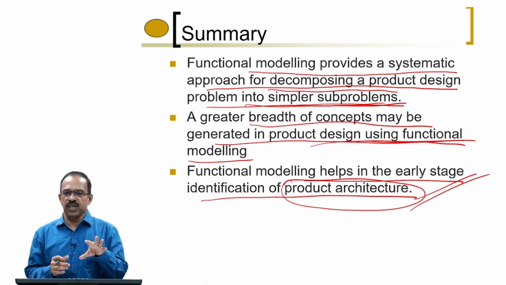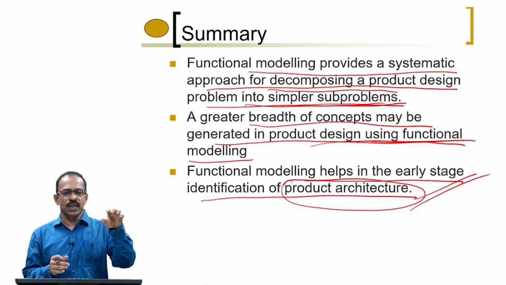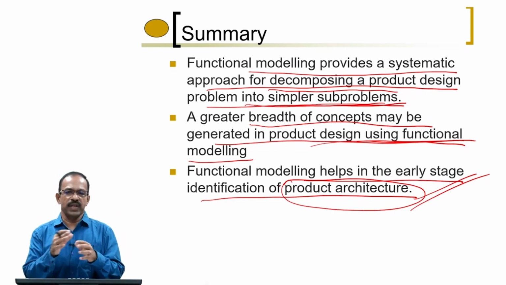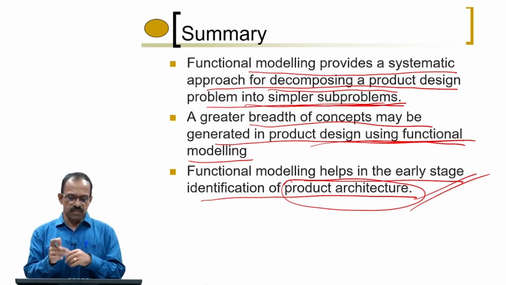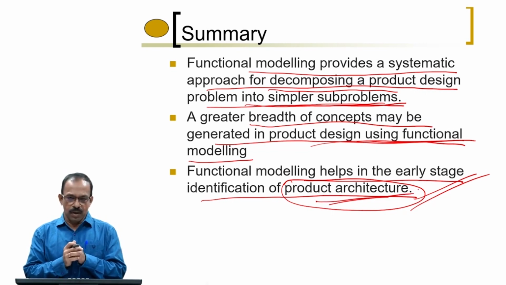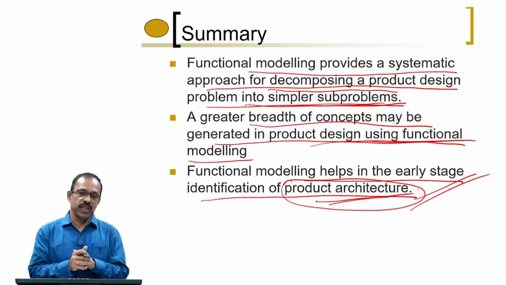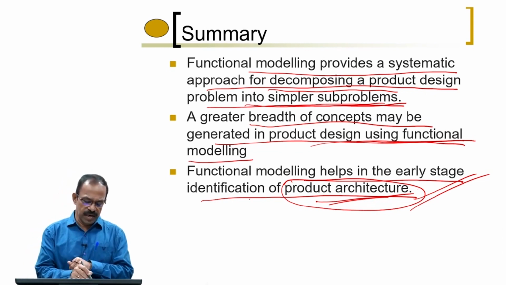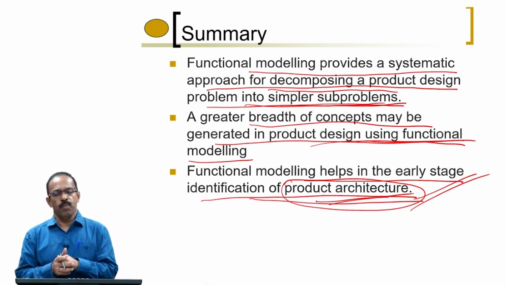So, once you have the functional decomposition, you know what the functions needed are, and there will be many things common to some of these functions. So, probably we can arrange them properly, so that we will get a proper architecture. One of the requirements of functional decomposition in product design is to have an early identification of the architecture of a product.